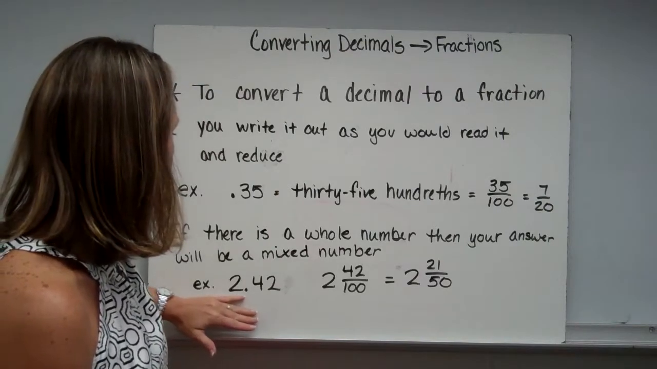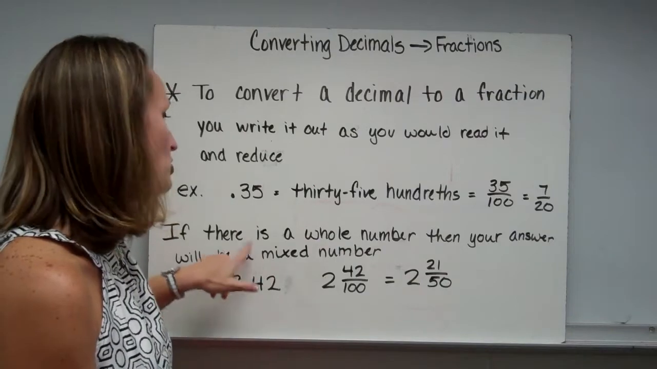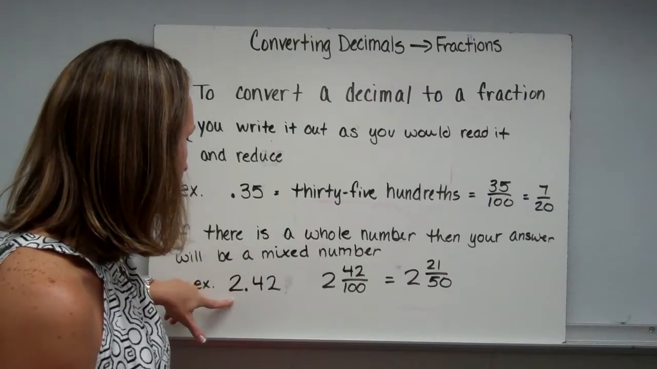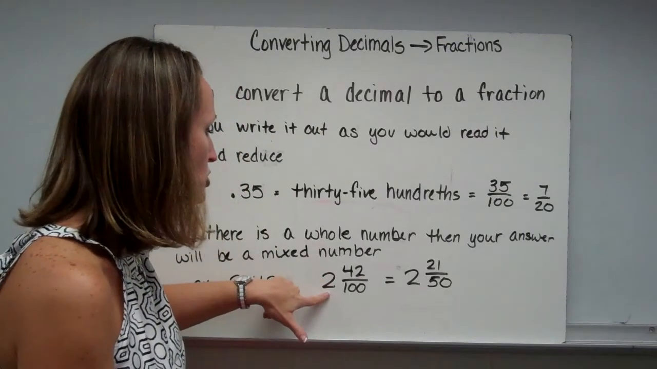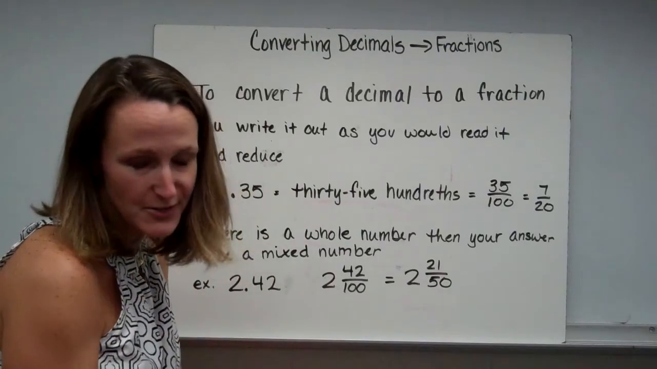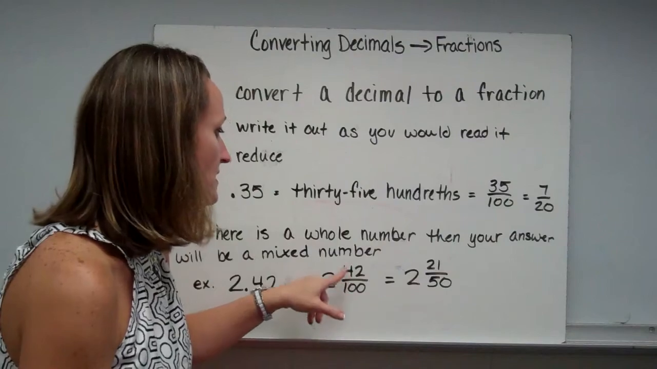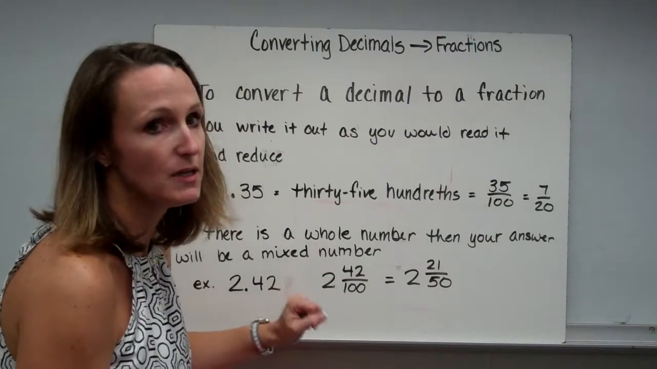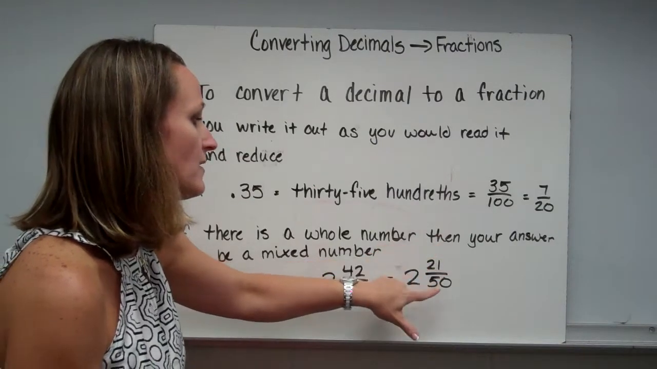I'll give you the example of 2.42. This 2's got to stay. So this is read 2 and 42 hundredths. So you leave your 2, you're going to put 42 over 100. Well, 42 over 100 will simplify. 42 and 100 are both even numbers, so we can divide them both by 2. This becomes 2 and 21/50ths.